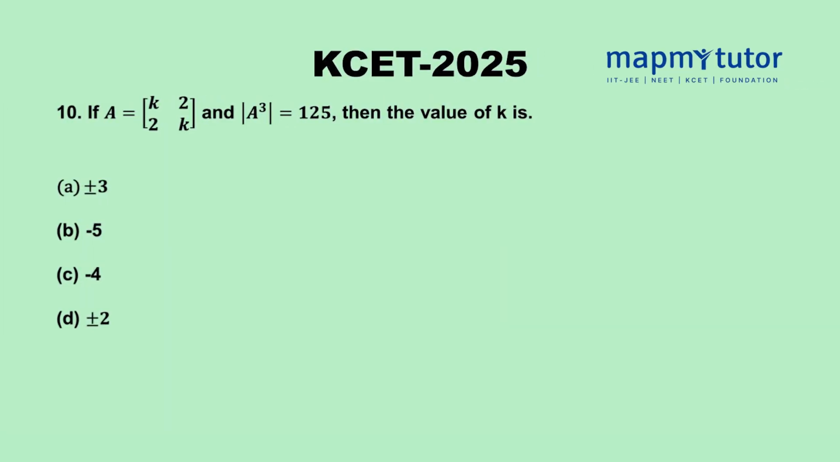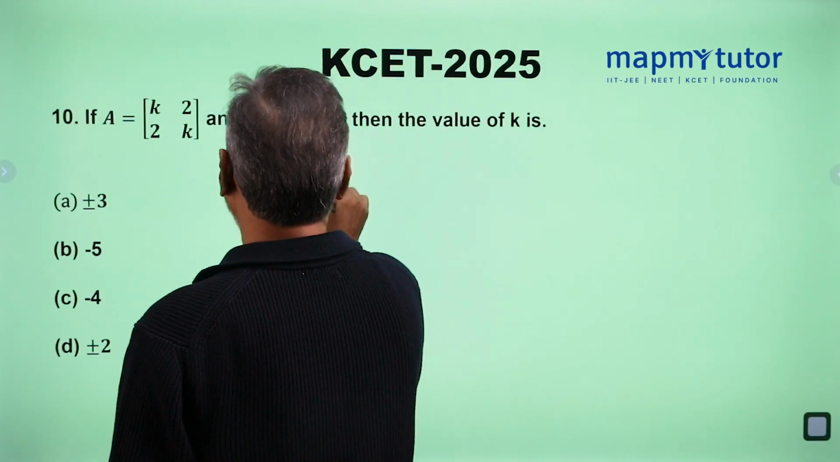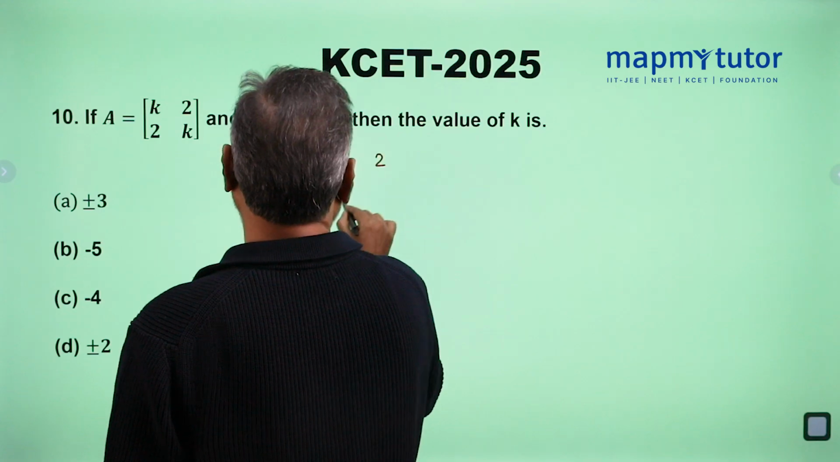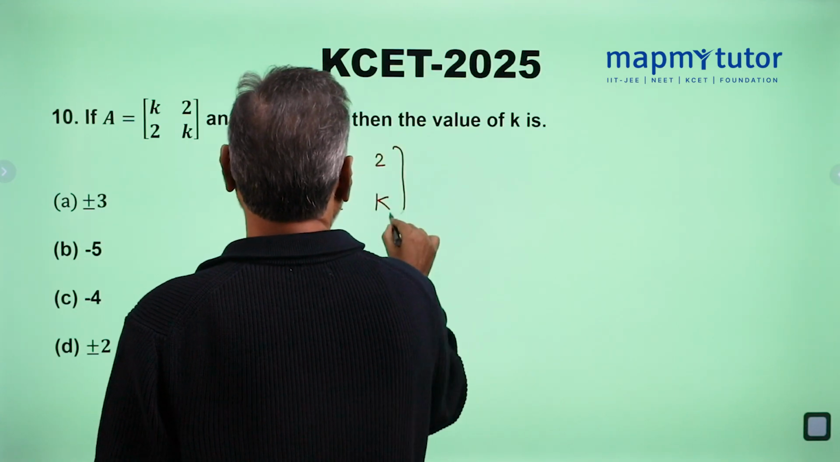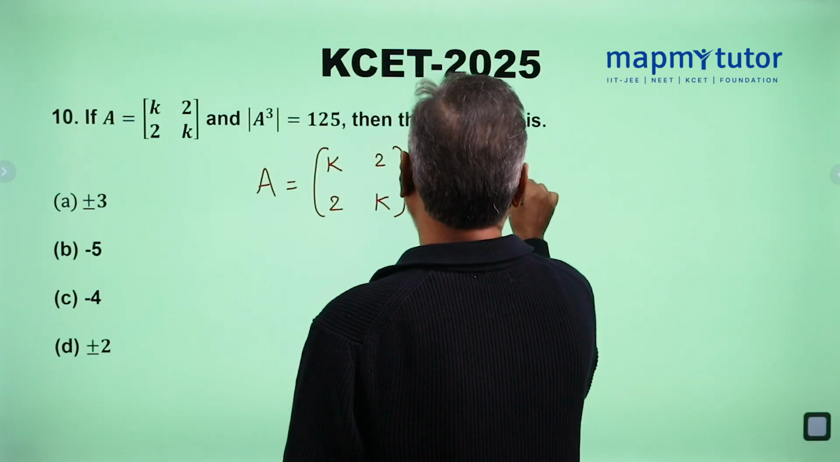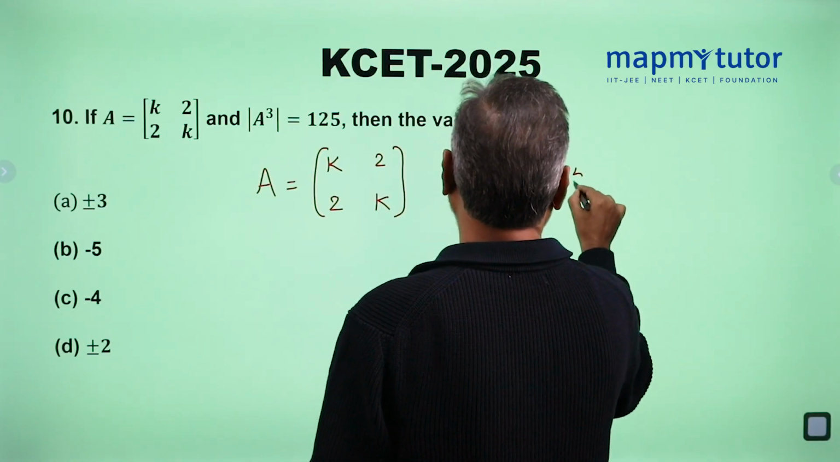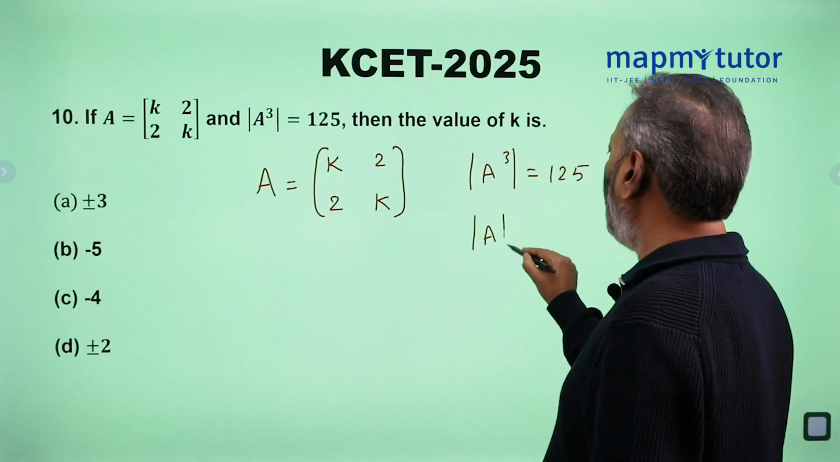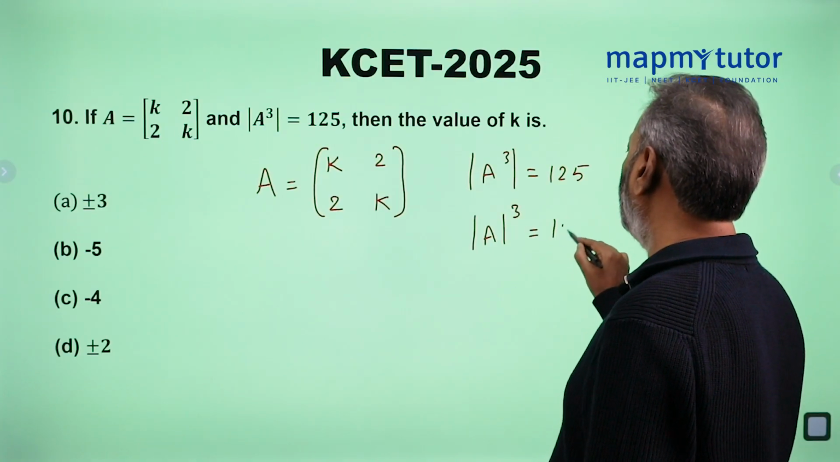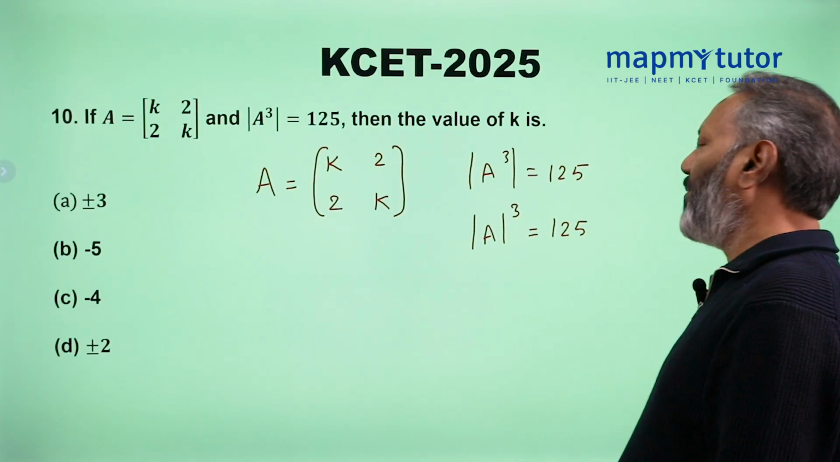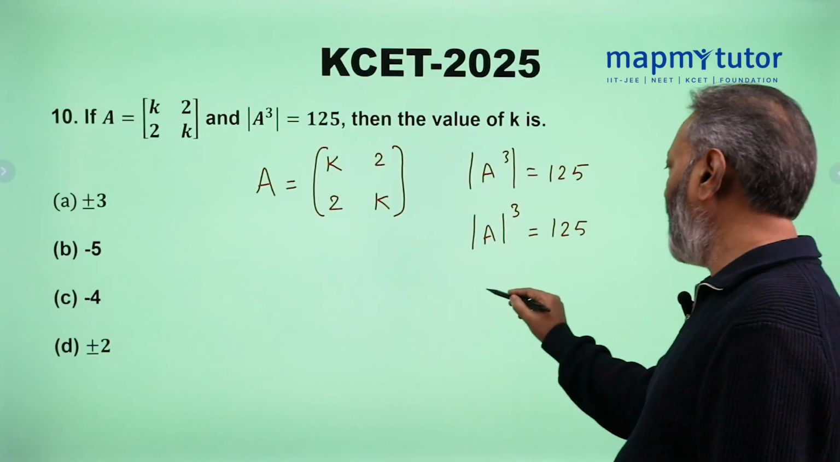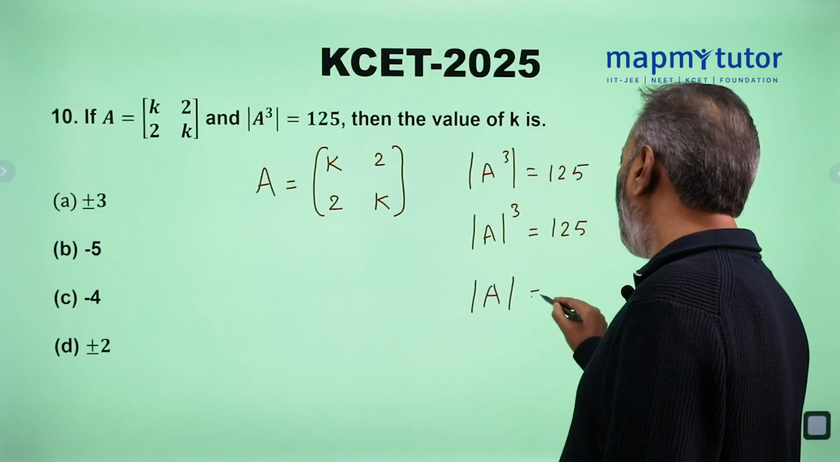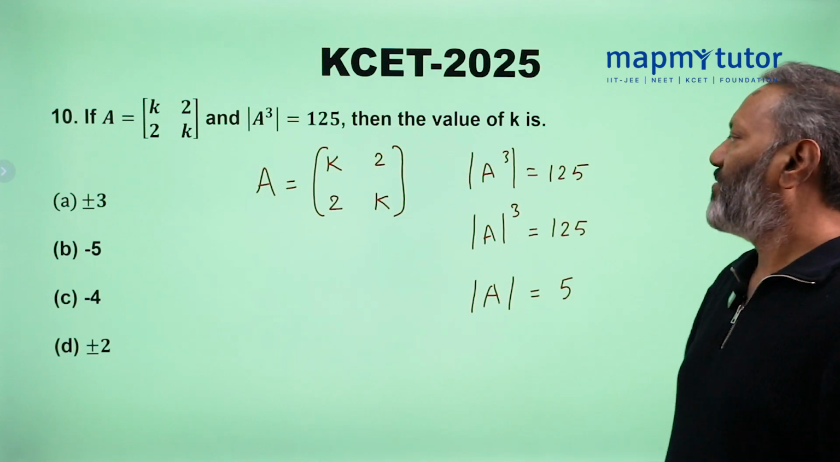If A is K, 2, K, and the determinant of A cube is 125, then find the value of K. So, what is the matrix A given? And det of A cube is 125. We know by the property of determinants, det of A cube is det A whole cube. What is that property? Det of A power n is det A whole power n. And therefore, what is det A? 5, because 125 is 5 cube.